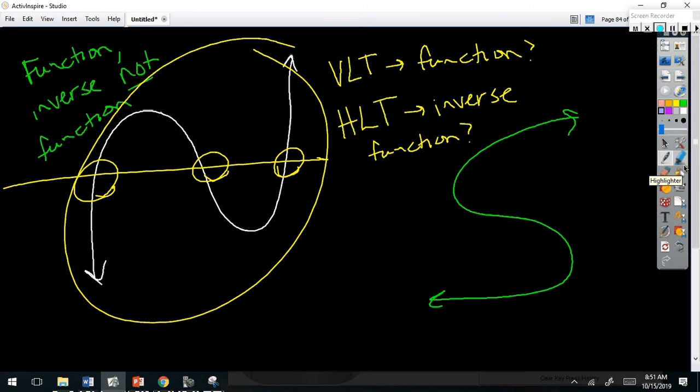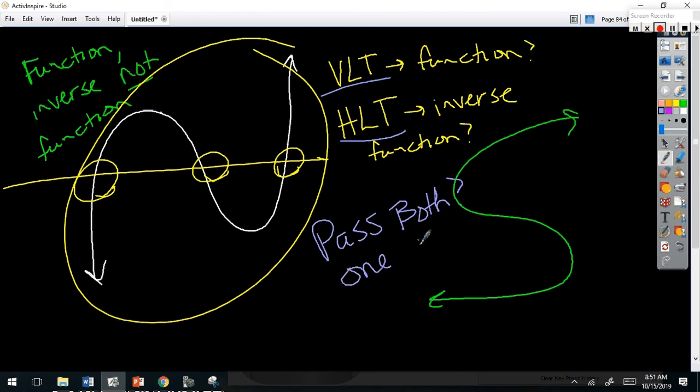Both? Yes. And those are special functions, and I'm glad you asked that. Functions that pass both tests are called one-to-one. When you start with a function and its inverse is a function, those are called one-to-one.